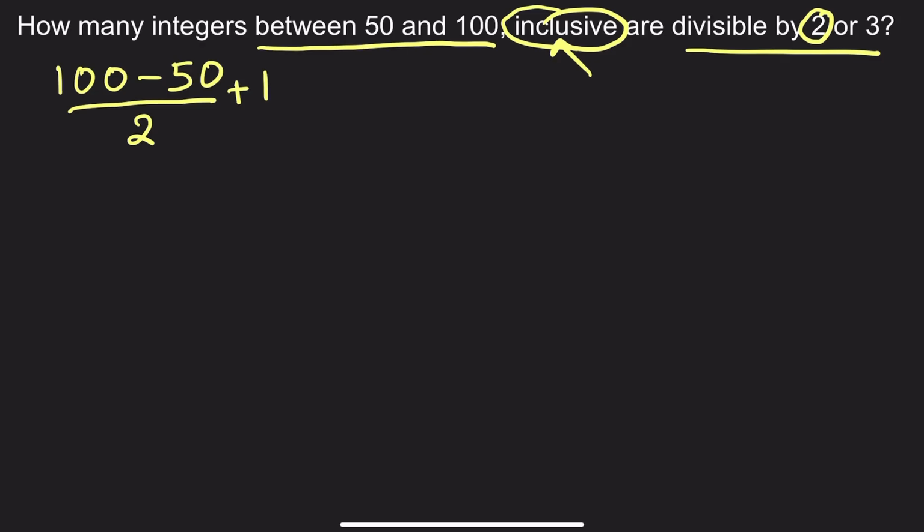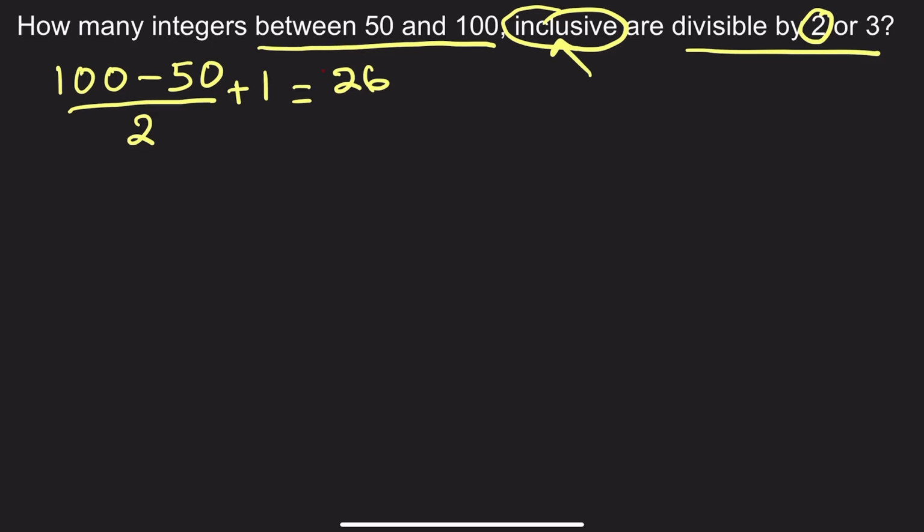And we are adding 1 because we have to include both the largest and smallest numbers in our calculation, because we have to have the exact amount of terms. This is equal to 26 here.